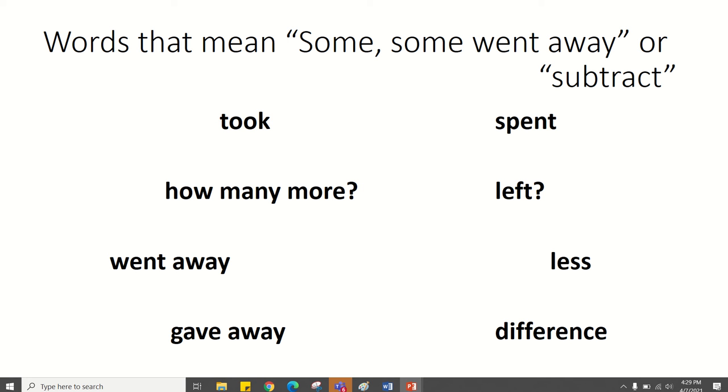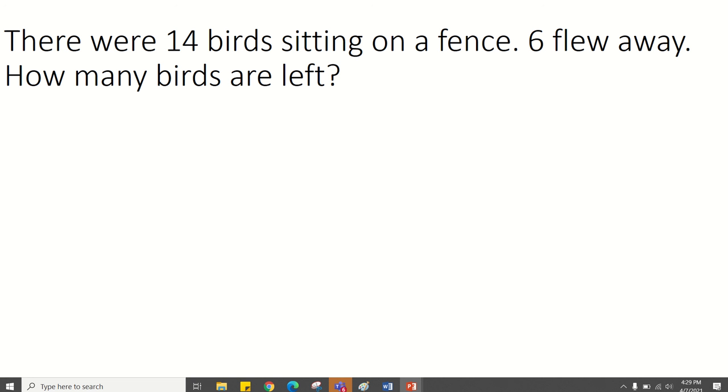I'm going to show you two story problems, and I want you to find the key words that tell us we have to subtract. There are 14 birds sitting on a fence. 6 flew away. How many birds are left? To solve this problem, there's 4 steps that we need to take. The first step is to underline the question. How many birds are left?